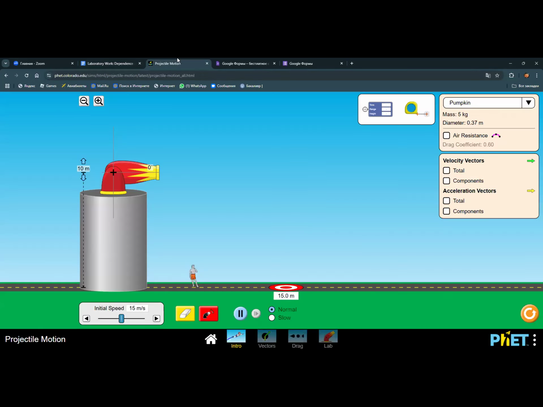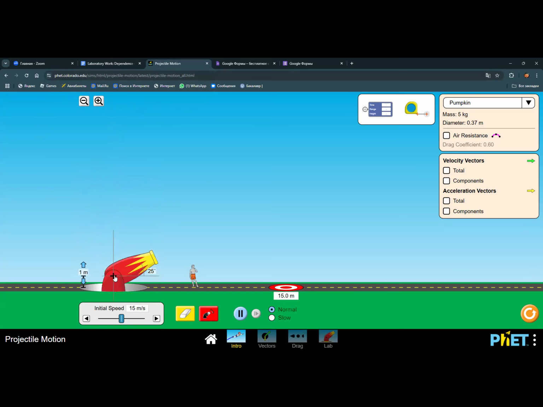So we have already opened our simulation, and it looks like this. First of all, you need to put this projectile gun at the level of the surface, at 0 meters, set the first angle of 25 degrees and choose the initial speed, for example, 50 meters per second. And then you need to take this table to measure the range, time, and height of our projectile.